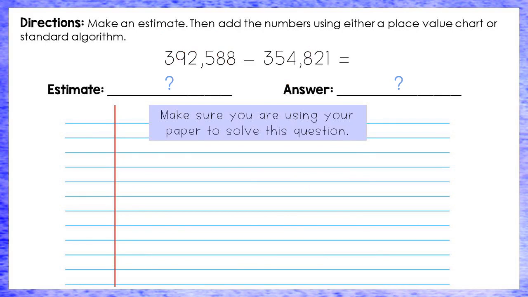There are a few more problems. Make sure you're paying attention, though, because not all of them are subtraction. There might be some that are addition. And I wrote this on every slide. Make sure you are using your paper to solve this question. When we do multi-digit anything, we need to use our paper. If it's just facts, like 1 digit plus 1 digit, or 1 digit times 1 digit, then we can use our memory. But when it's multi-digit, we need to use paper.